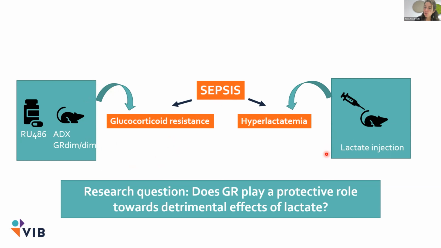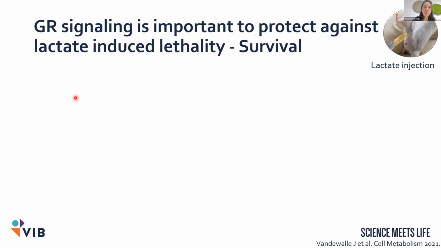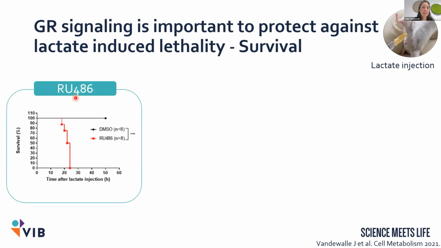And interestingly, when lactate is injected in normal mice, this does not lead to any lethality. However, when lactate is injected in mice which have been pre-treated with RU486, we can see that there is 100% lethality of those mice. So GR is really important to protect against lactate-induced lethality.